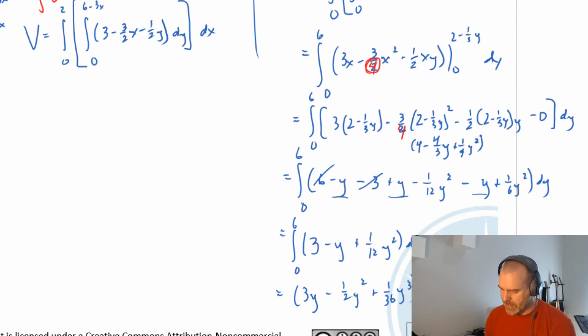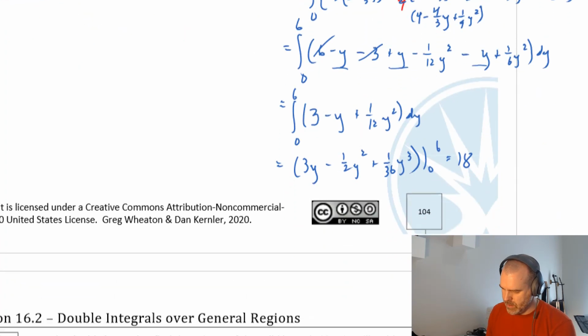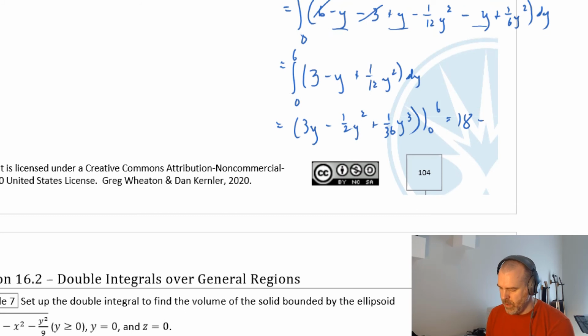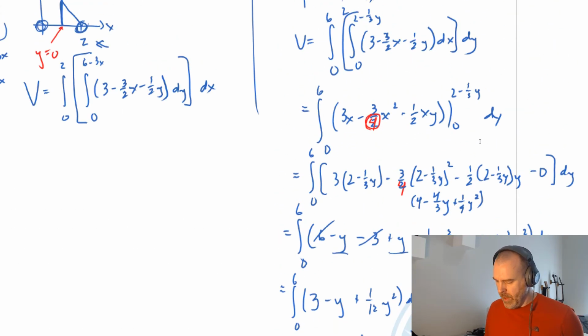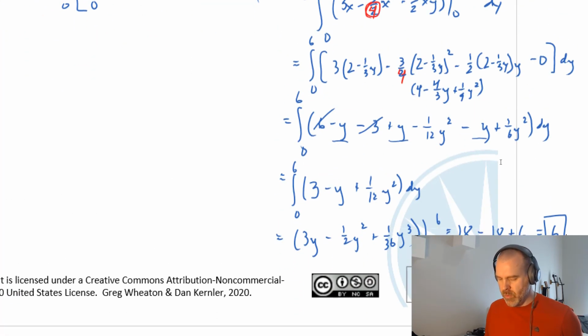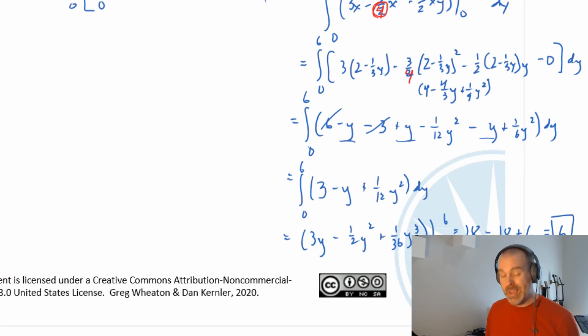Let's see, 3 times 6 is 18. 6 squared is 36, minus 2, minus 18. 6 cubed. Well, I mean, 6 squared is 36, so that's going to simplify. You're just left with 6. So we should have 6 when we are done. Okay. For the other one, well, we don't want this video to be ridiculously long, but that would be good practice for you to try that.